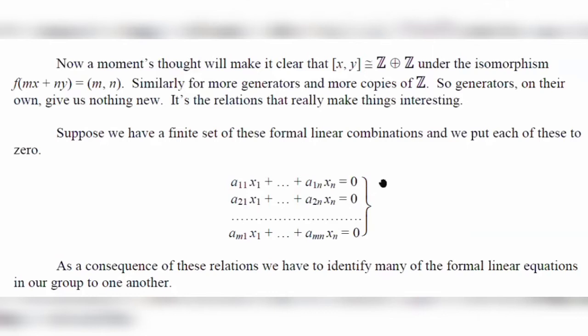Here we can make more generators and more copies of our modulus Z, which is interesting to do. As a consequence of these relations, we have to identify many of the formal linear combinations in a group with one another. The concept should be clear by doing the next example.